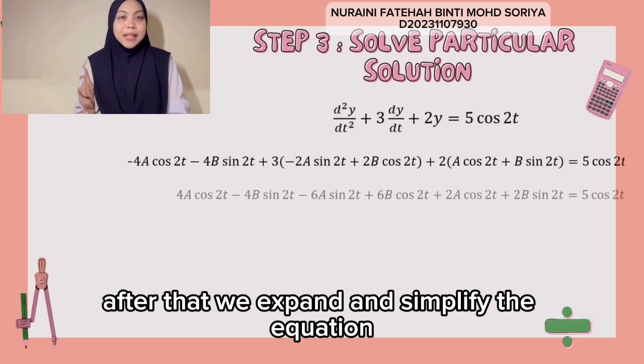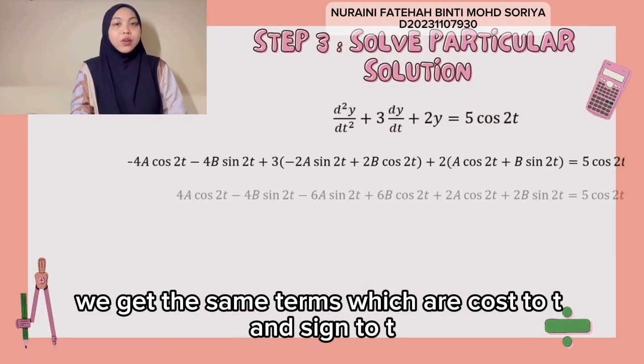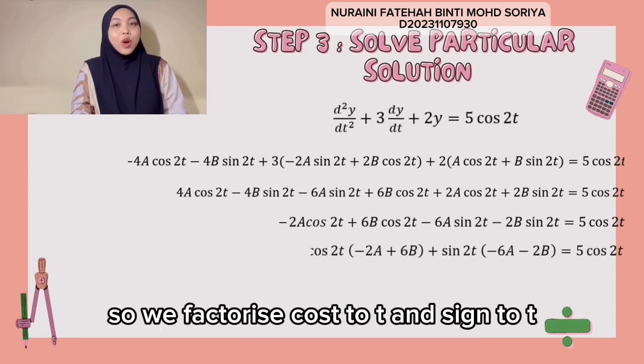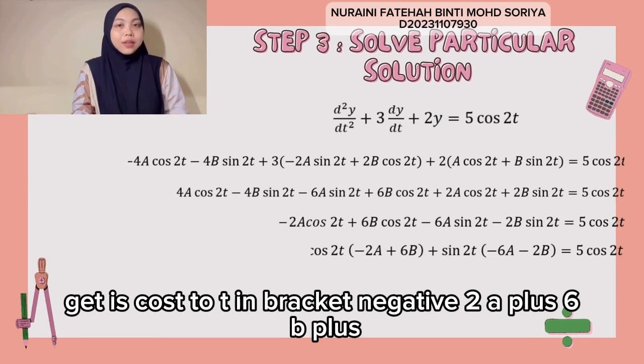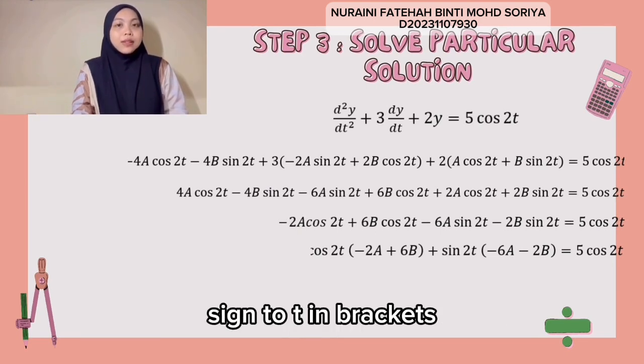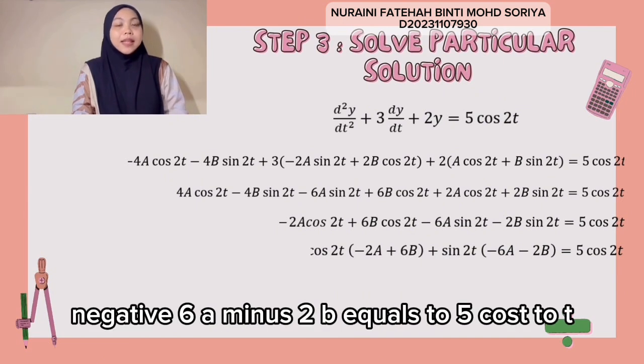After that, we expand and simplify the equation. As we can see, we get the same terms, which are cos 2t and sin 2t. So, we factorize cos 2t and sin 2t. The equation that we will get is cos 2t in brackets (-2A plus 6B) plus sin 2t in brackets (-6A minus 2B) equals 5 cos 2t.